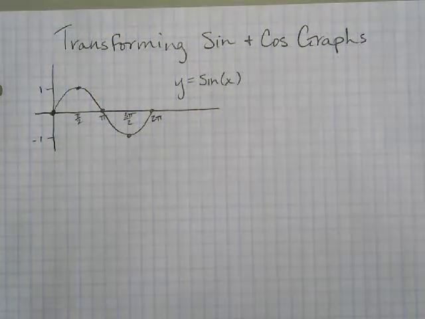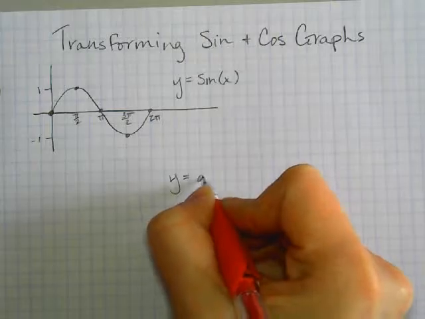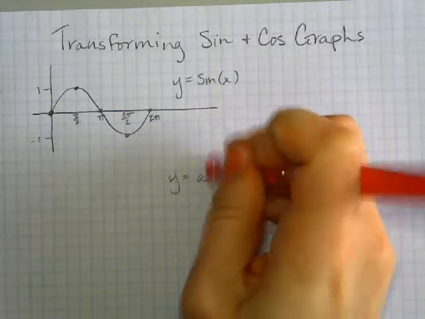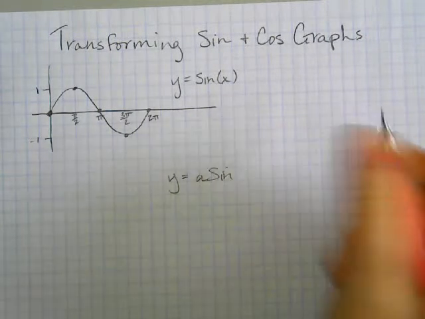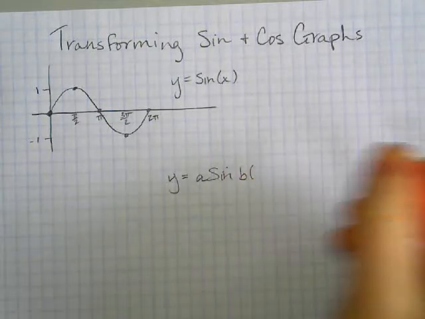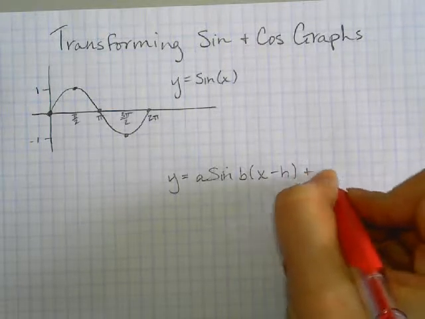So, the general equation is y equals a. I don't want parentheses there yet, sorry. Sine b parentheses x minus h plus k. And then I'm going to put an extra set of parentheses here. Again, I'll show you why later.